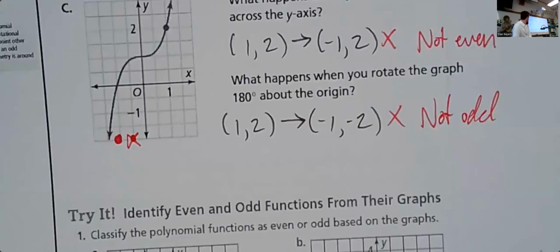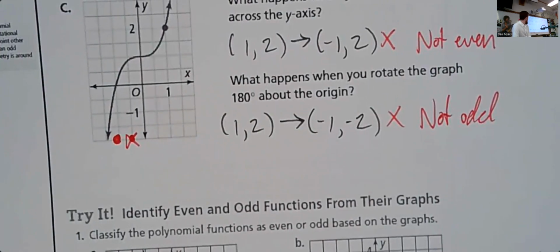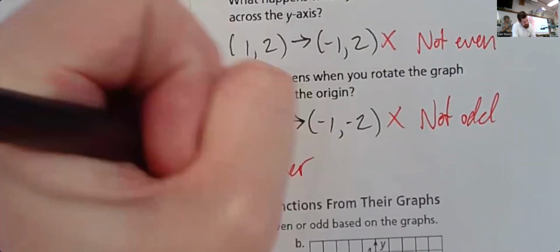So it's certainly possible for a function to be neither even nor odd. And that's what we see on this. So this answer would be neither.